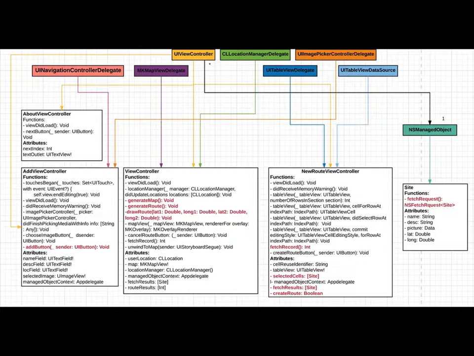The Generate Route button, the Generate Route function, uses the selected sites from the New Route View Controller in order to generate an overlay on the map using Google APIs. The Unwind in this specific class grabs the site list from the New Route View Controller for determining which one should be included in the route.